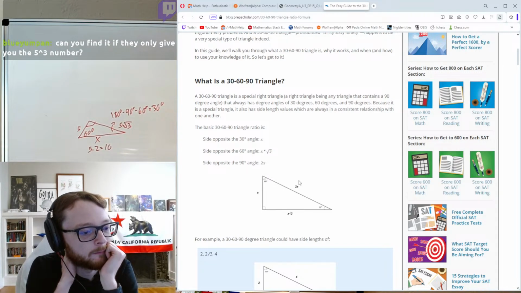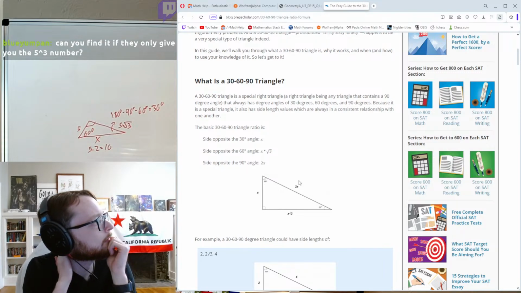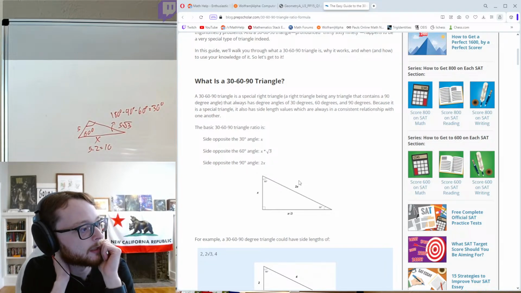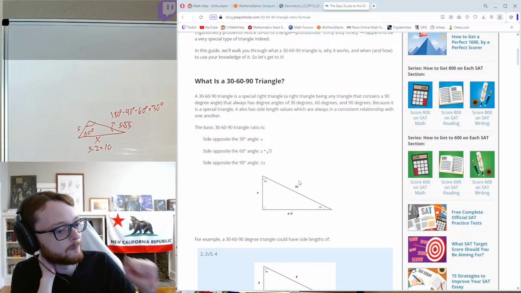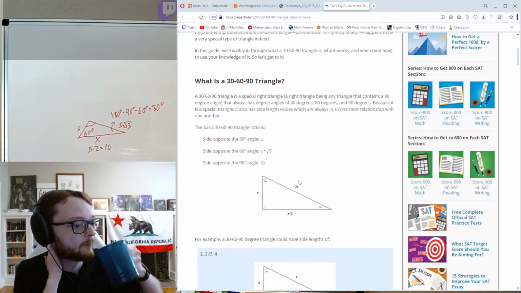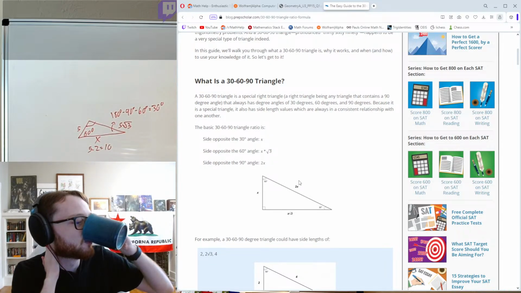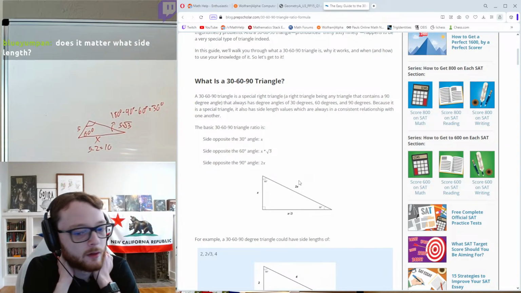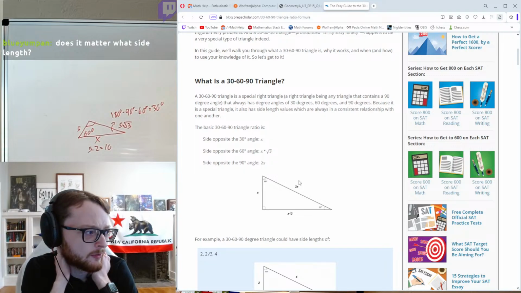If they only give you one side length, though, you can't do anything with this triangle, really. Like, if you weren't given that 60-degree angle and only that 5, you're just kind of stuck. You don't have enough information, I don't think. Does it matter what side length? I mean, this formula works for any side length for a 30, 60, 90 triangle.